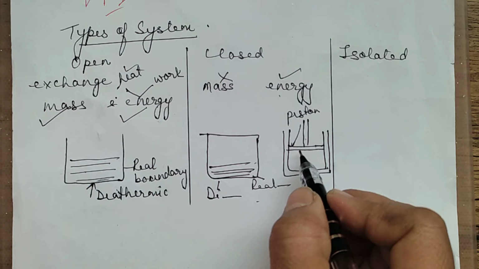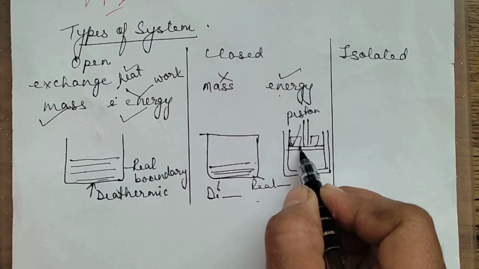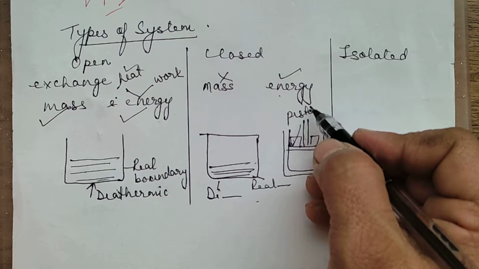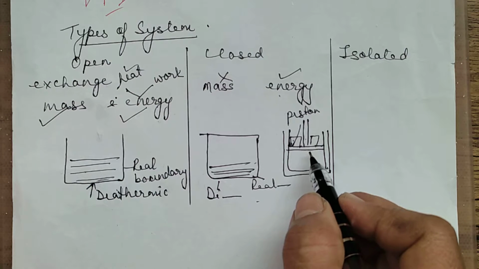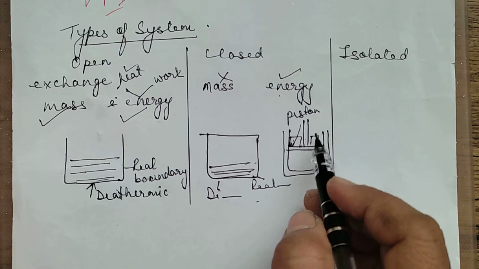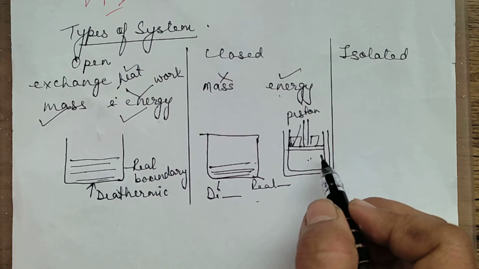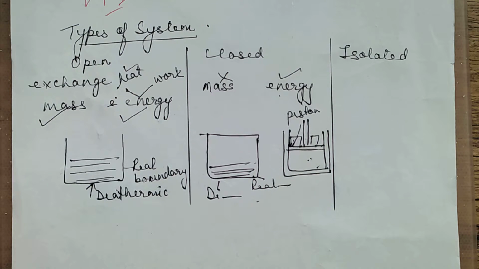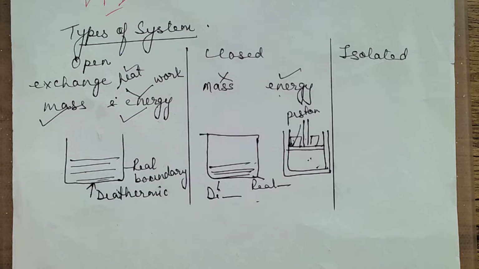Insulated container means it should not be able to exchange energy. But there is a piston attached to it. Suppose there are some weights originally present here. Now you remove the weights. When you remove the weights, what will happen? The piston will go up. So work has been done here. So it is exchanging energy in terms of work in this case. If such a question is asked, what type of system is this? It will be a closed system, not an isolated system, because it is able to exchange energy in terms of work, not in terms of heat.